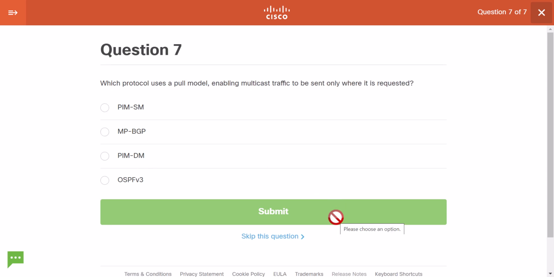And finally, which protocol uses a pull model enabling multicast traffic to be sent only where it is requested? It is again PIM-SM, for kind of the same explanation, right? PIM-DM aggressively or forcefully pushes multicast traffic to all routers which are part of the multicast domain. And then these routers may say something like, hey, don't send this traffic to me, I actually do not need it, with prune messages, right?